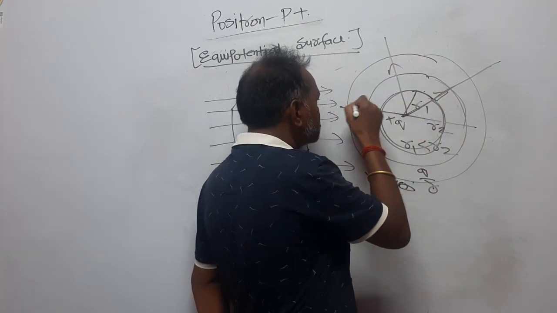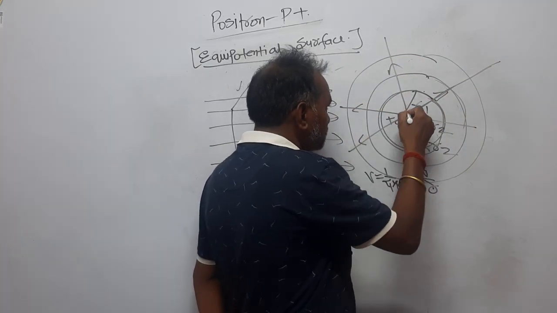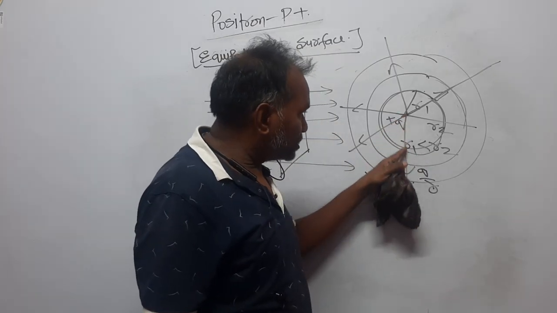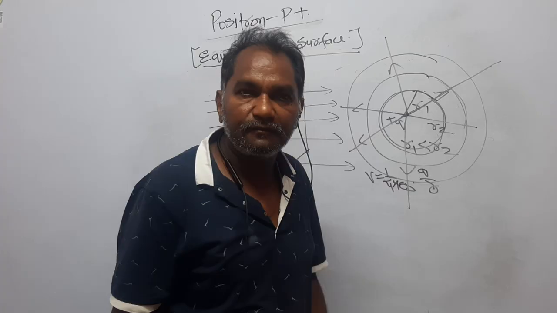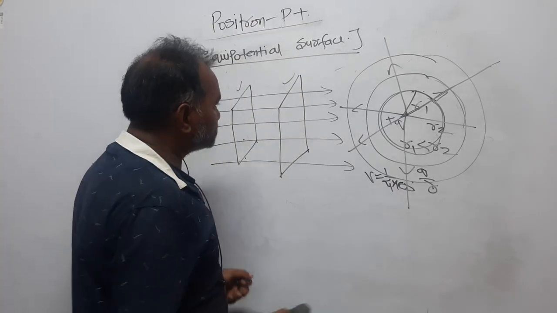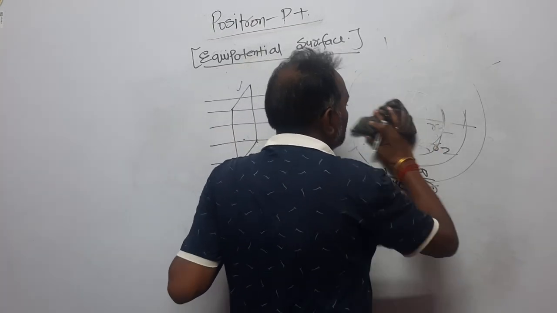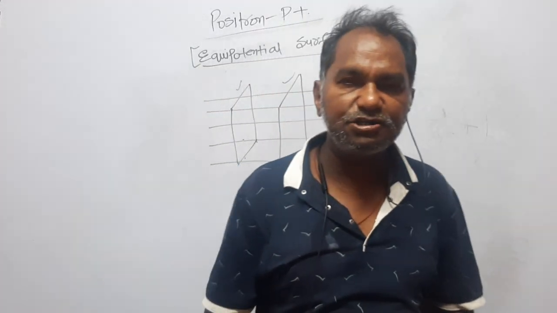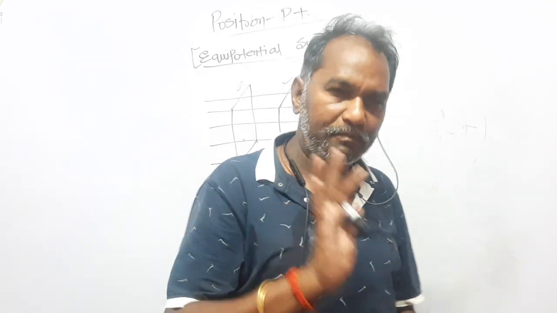Now in this direction, look here, the potential decreases in the direction of field line. Now, dear student, in the case of a point charge, concentric spheres are the examples of equipotential surface. In the case of parallel field lines, a plane perpendicular to the field line is the example of equipotential surface.